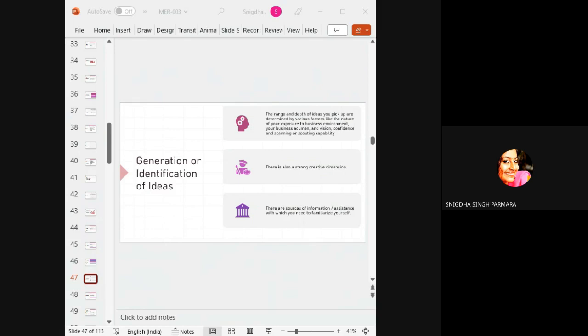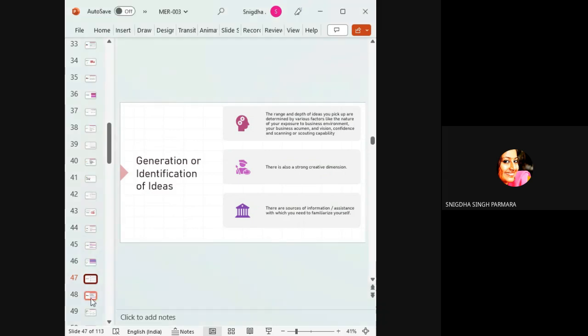There are no sure ways to pick up a particular business opportunity which is going to take you to success. But all that you can do is stretch your mind, get started and identify a journey and cover the ground rapidly, so that the sources of information or assistance that you need to familiarize yourself with are available on time.